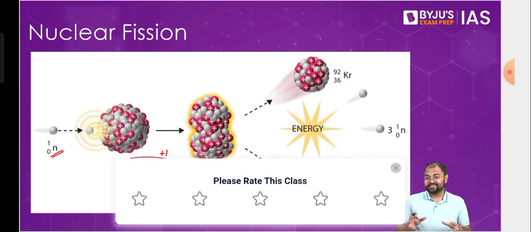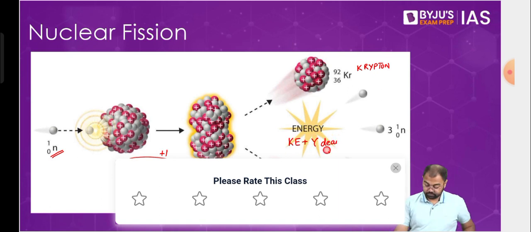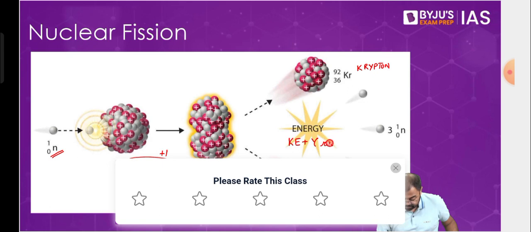Now, this uranium 236 is very highly unstable. So what happens is that it breaks into two parts. This nucleus now breaks into two parts: krypton and barium, while releasing a lot of energy, which is in terms of kinetic energy and gamma radiations. Let me write that: kinetic energy plus gamma radiations, that will be the energy.